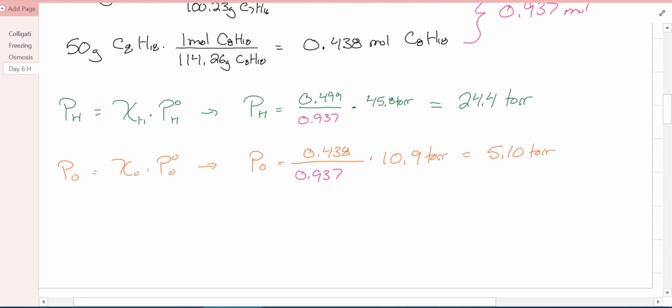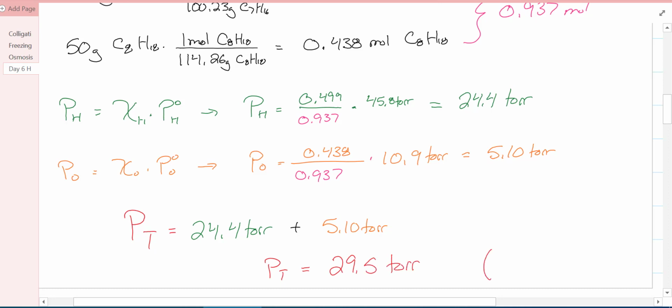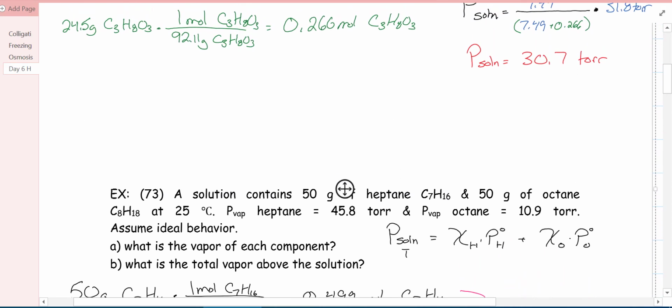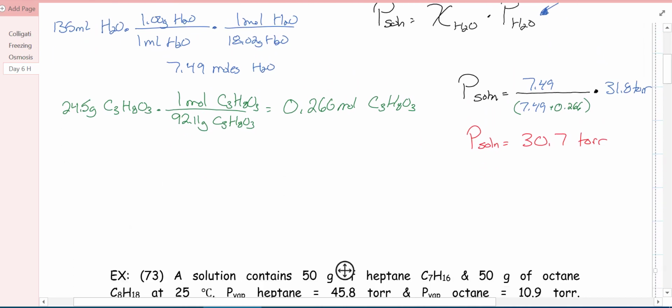Okay, so my total pressure would be equal to the pressure of heptane, which is 24.4 torr, added to the pressure of octane, 5.10 torr. So that total pressure will then be, looks like 29.5 torr, 30 torr if you want to use 1 sig fig. All right, so there's 2 vapor pressures. So we just did with 73, 2 vapor pressures, and 71 was 1 vapor pressure. So hopefully that makes sense.